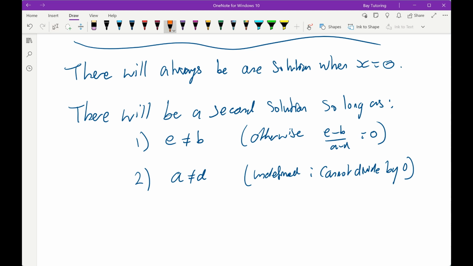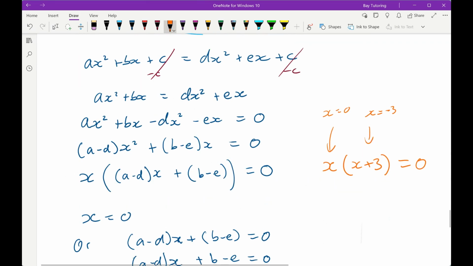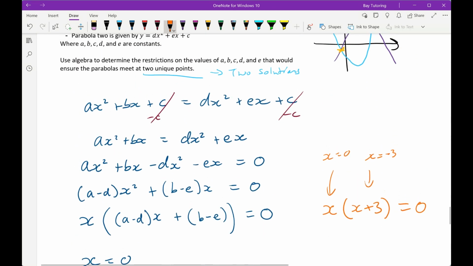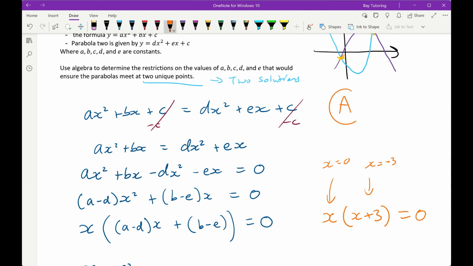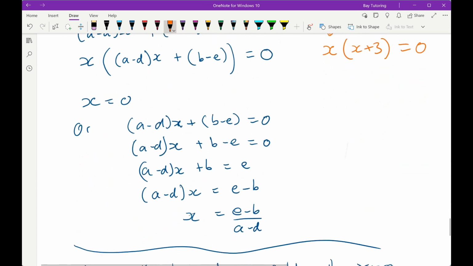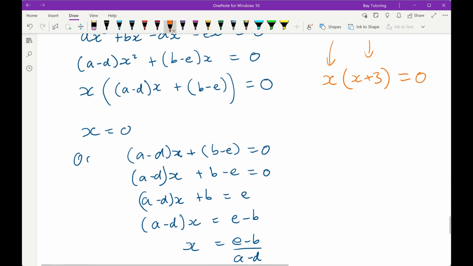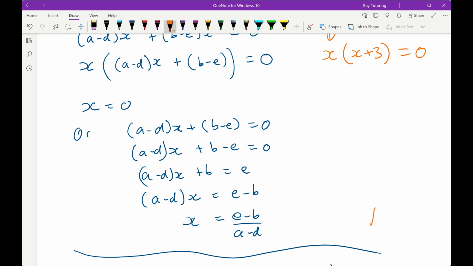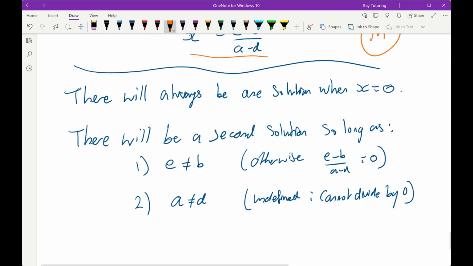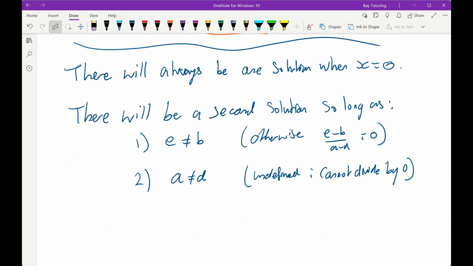Okay, so let's go through the marking. So for achieved, you have set up the simultaneous equation. So that is here. For merit, solving the quadratic correctly, but does not draw conclusions from the solution. So that is getting down to here. So you see you've got the two solutions, x equals 0 and x equals e minus b over a minus d. And then for excellence, you have got the full answer.